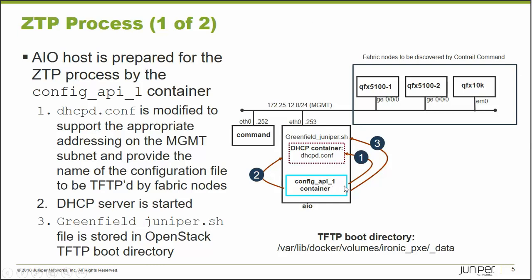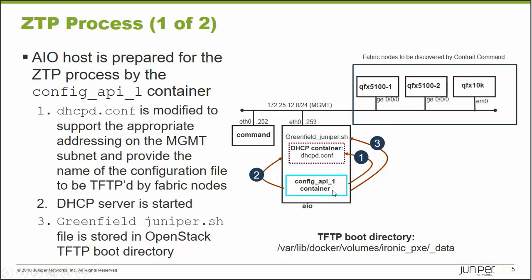What it's going to do first is push number one. It's going to modify the dhcp.conf file with the addressing for the management subnet, so that the DHCP container will now start acting as a DHCP server and dishing off addresses for this 172.25.12 network. Good, and then the DHCP server is started. TFTP is already started. You just need to push this file.